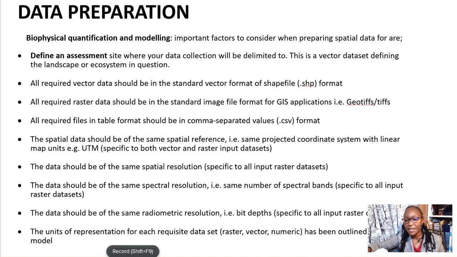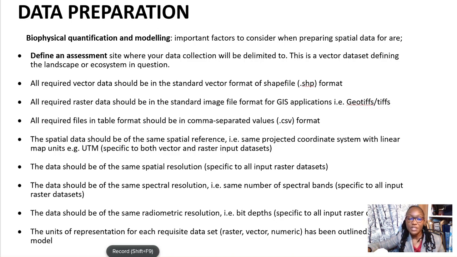For those that understand GIS and remote sensing, they are able to know what we are talking about. All required files in table format should be a CSV file. The spatial data should be of the same spatial reference, in that the same projected coordinate system with linear map units. Why linear map units? It's because this is a valuation exercise and you'd want particularly to understand the area. Probably the area is being used to calculate one of the biophysical factors.